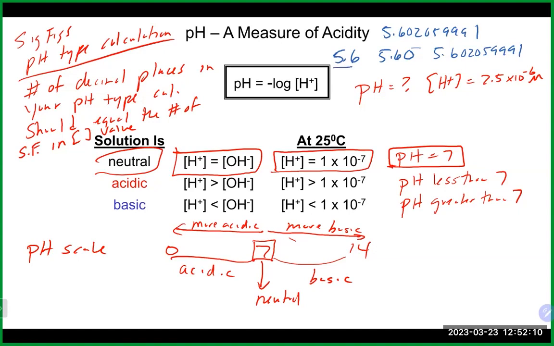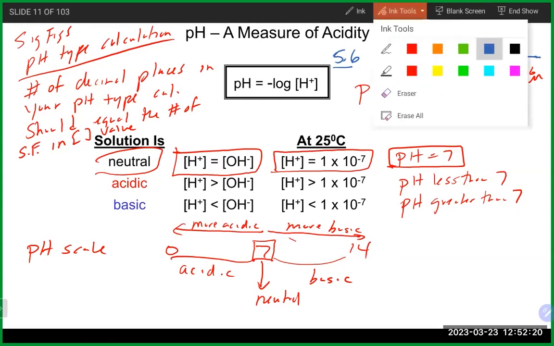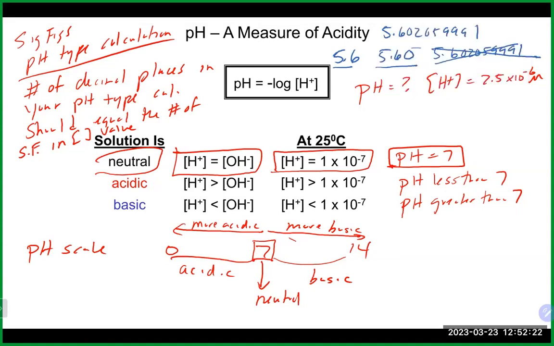I heard 5.6 and 5.60. Thankfully, I did not hear anybody say this number here. Too many. All right, so what the rule is in this case, we will look at the concentration number. And this number here has how many significant figures? It does have 2 significant figures, which are those 2 right there before the times 10 part, right? So anything before the times 10 part is significant.